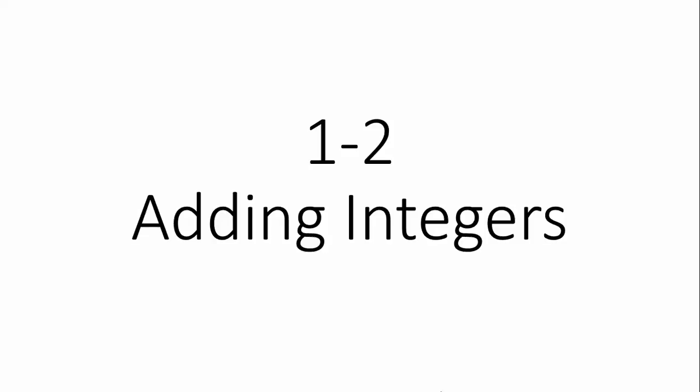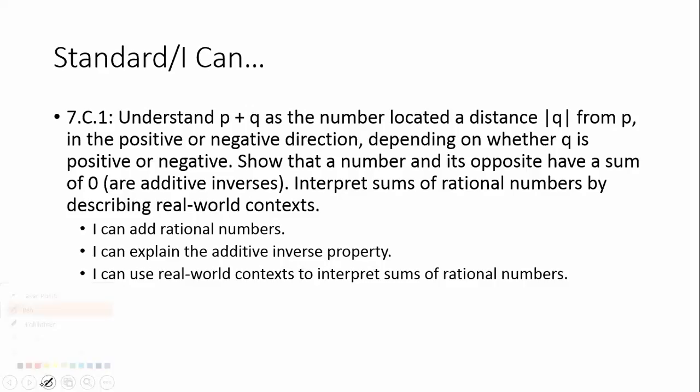Section 1.2 is titled Adding Integers. Our standard or I can statement, remember this does not need to be written into your notebook, is standard 7C1. By the end of the lesson, you should be able to add rational numbers, explain the additive inverse property, and also use real-world context to interpret sums of rational numbers. In our case today, the rational numbers that we're dealing with are strictly integers. So no decimals and no fractions yet.